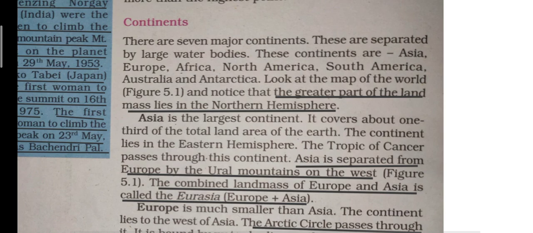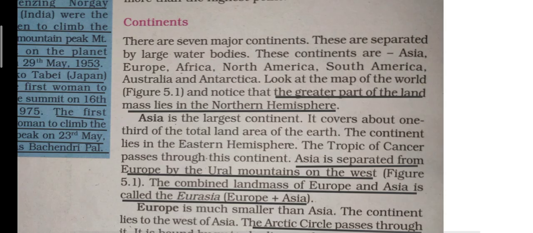So children, there are 7 major continents in the world. How many continents are there? 7. And their names are Asia, Africa, North America, South America, Antarctica, Europe and lastly Australia. So all these continents, they are not connected. They are separated with the water bodies.